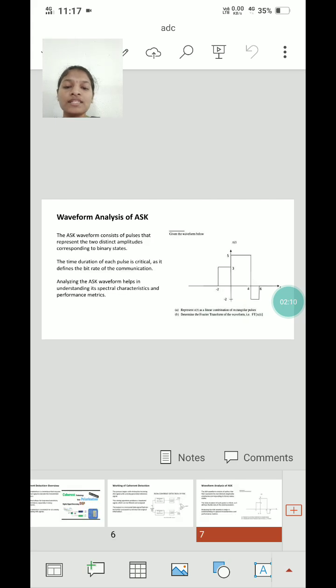Next, waveform analysis of amplitude shift keying. The diagram shows the waveform analysis of amplitude shift keying. The amplitude shift keying waveform consists of pulses that represent the two distinct amplitudes corresponding to binary states, zeros and ones. The time duration of each clock pulse is critical as it defines the bit rate of the communication. Analyzing the waveform helps in understanding its spectral characteristics and performance metrics.